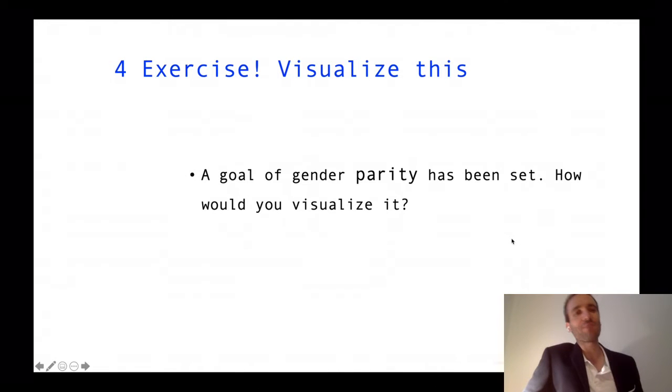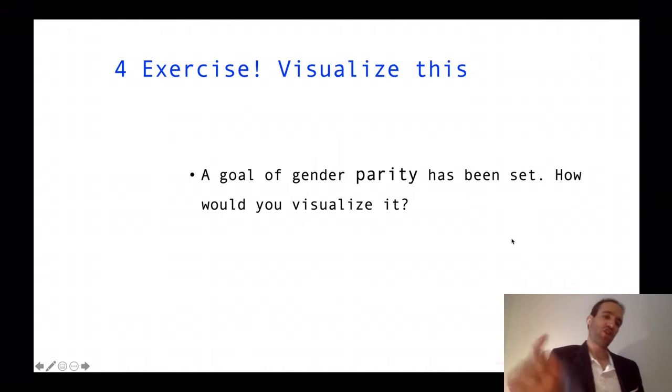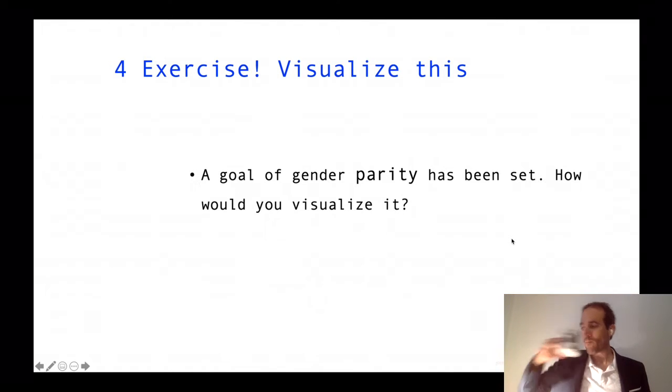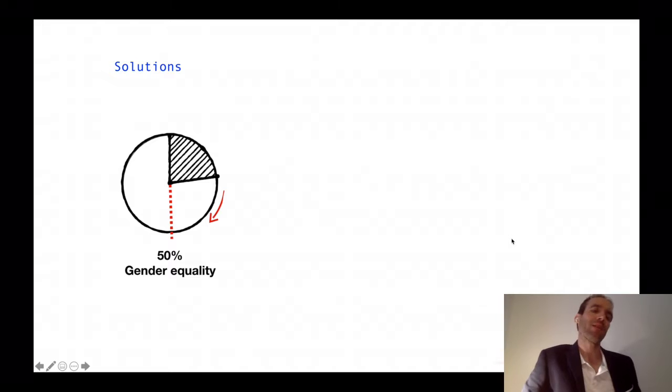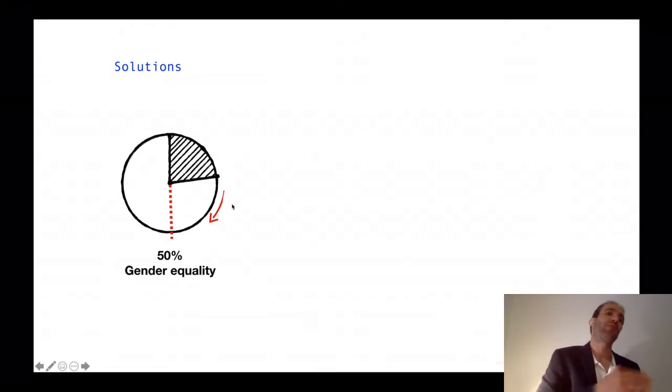Let's say that you're working at a company and that you did this chart and your boss is very happy about it, and he asks you to visualize the following, and the boss comes to you and says, we have set a goal of gender parity for this company. Make a chart to visualize it. Now, what would you do? I give you 10 seconds. 8, 9, 10. Right. One way we could do is to draw a line and an arrow, and the arrow means where do we want to go, isn't it?